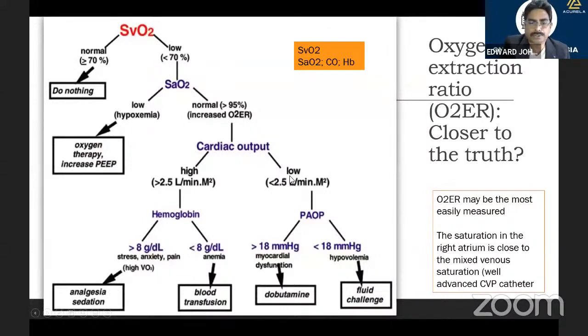Suppose the cardiac output is low, then you check whether it is a myocardial dysfunction or due to hypovolemia. Hypovolemia can be assessed by the pulmonary artery occlusion pressure. Suppose there is hypovolemia, you give a fluid challenge. Suppose there is a myocardial dysfunction, you then give inotropics. So this is the way to treat your hypoxia rather than looking at the arterial oxygen saturation alone.